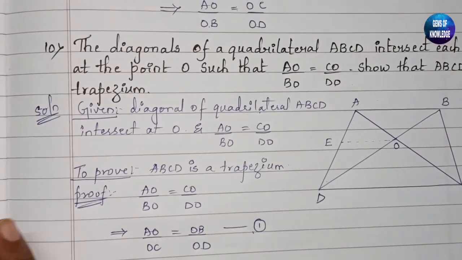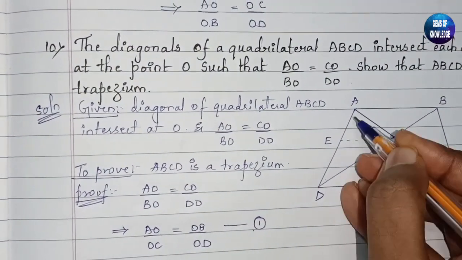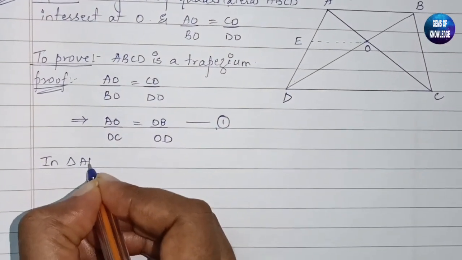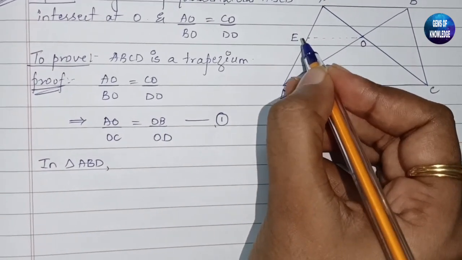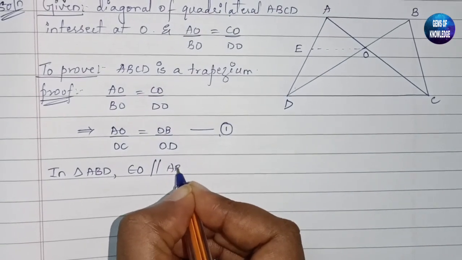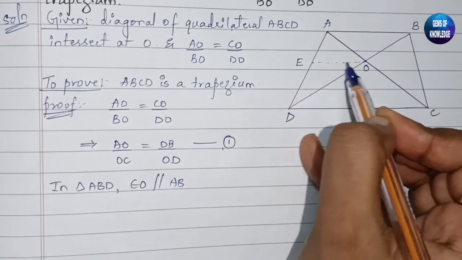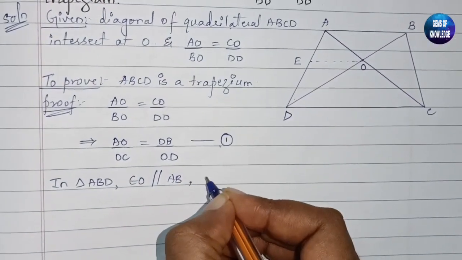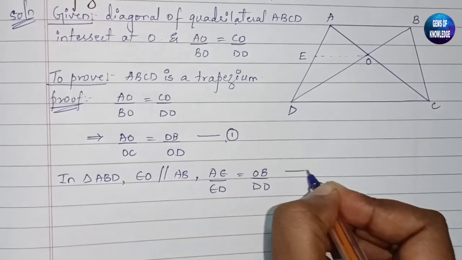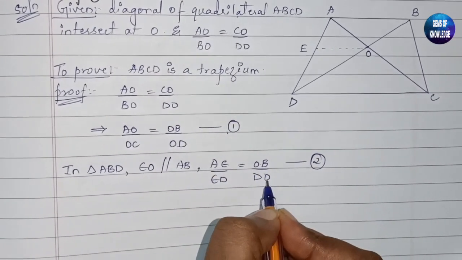Okay, next, one more thing we will consider: the triangle ABD. In triangle ABD, if EO is parallel to AB, EO is a line which is drawn here, parallel to AB. Then we will get AE by ED is equal to OB by DO. We'll get equation 2. Here also we got OB by OD.